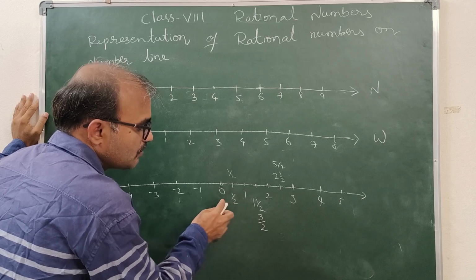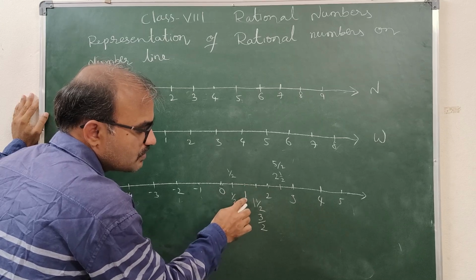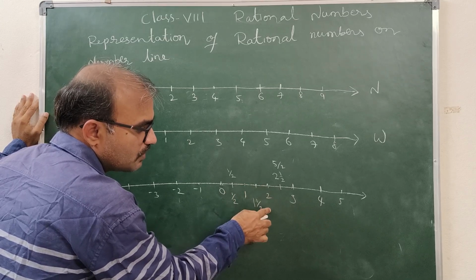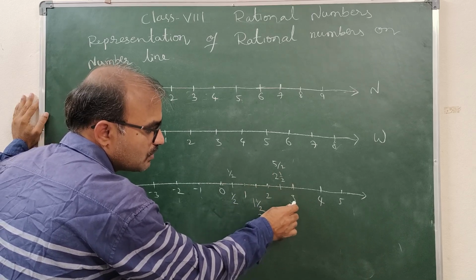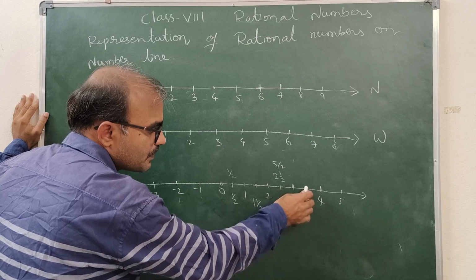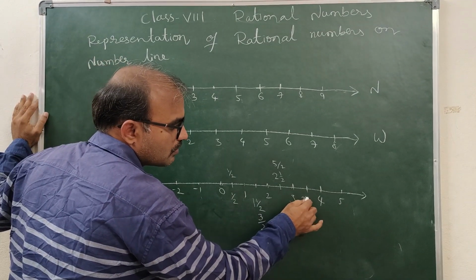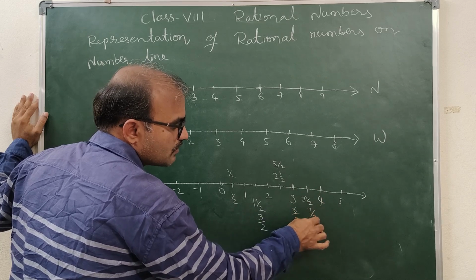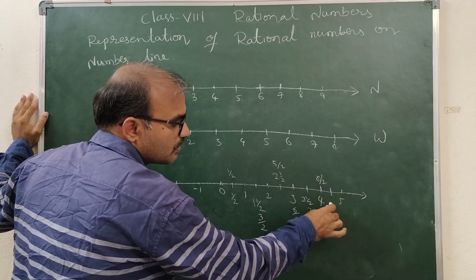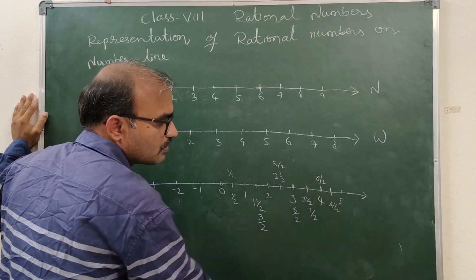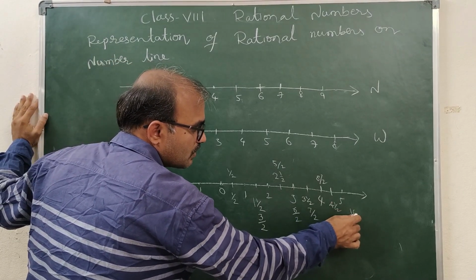Up to here is half, up to here 1, nothing but 2 halves, up to here 3 halves, up to here 4 halves, up to here 5 halves, means 2 and a half, up to here 3 full, 3 is nothing but 6 halves, here there will be 3 and a half, which is 7 halves, 4 means 8 halves, between 4 and 5 there will be 4 and a half, which is 9 halves, 5 means 10 halves.